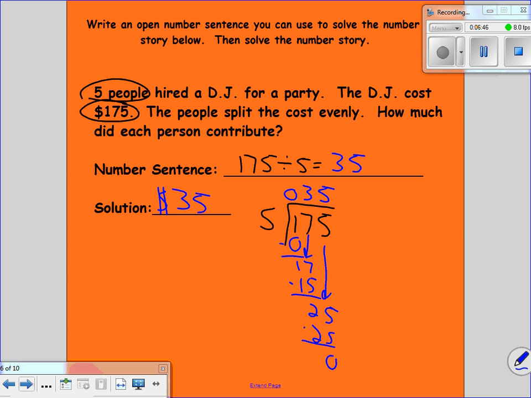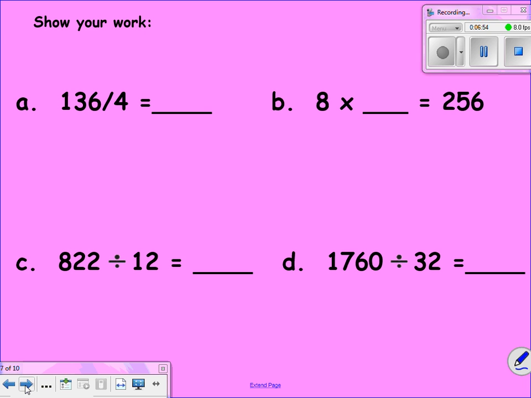Now, if there was a remainder down there, I would have to keep on going with zeros, not a remainder, because we're dealing with money, right, kids? Let's keep on going here. We're dividing. 136 divided by 4.